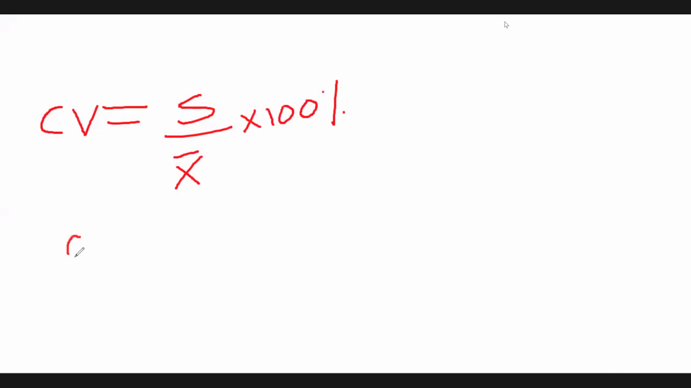Now calculate coefficient of variation for the previous data set. You know the value of standard deviation, you know the value of arithmetic mean. Now divide the value of standard deviation by arithmetic mean and multiply it by 100. You will get the value of coefficient of variation in terms of percentage. How much do you get? 36%, sir. Okay, 36%.